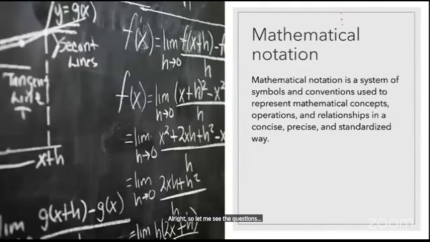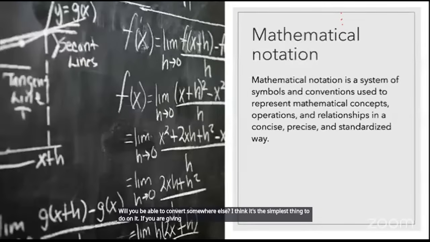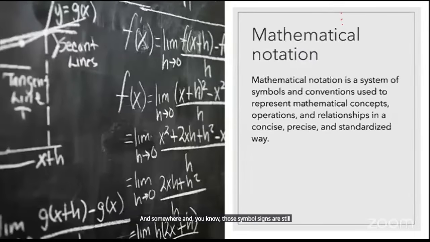I'm not seeing a question. Okay, a question I see here: do we have to know the RC code? No, you don't have to cram it. However, if you are given a sample of the RC code, will you be able to convert it? I think it's the simplest thing to do on it. Is assembly language a high-level language? No, assembly language is a low-level language because it uses symbols, signs, and some words, and those symbols and signs are still very far from human understanding. So it is a low-level language.